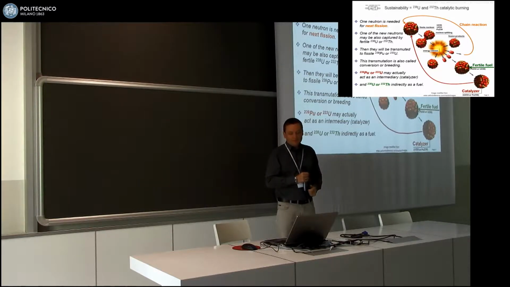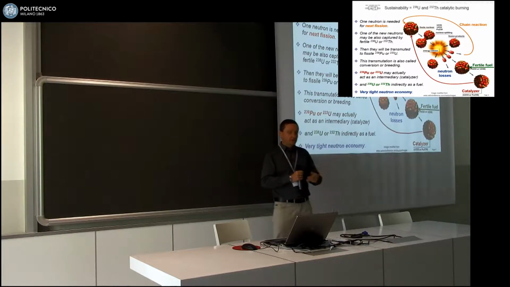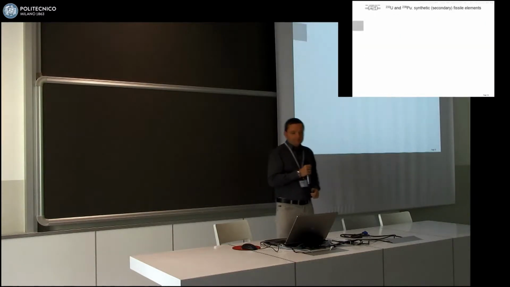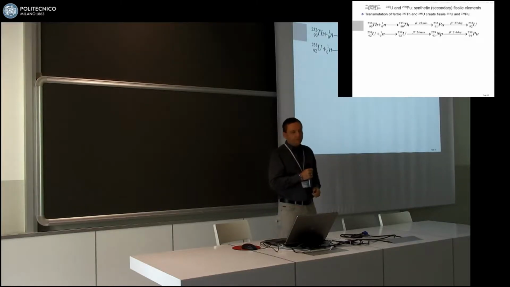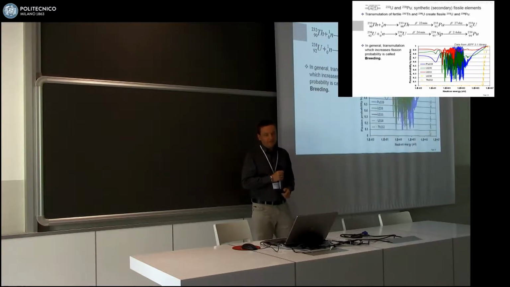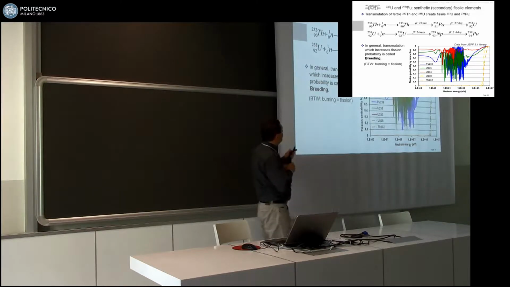But there is a problem. There is a very tight neutron economy. What is left for the losses is everything which is above these 2 neutrons you need. These synthetic elements, produced by neutron capture and 2 consecutive beta decays, are uranium-233 and plutonium-239. They are both fissile, and therefore we call this neutron capture a breeding.